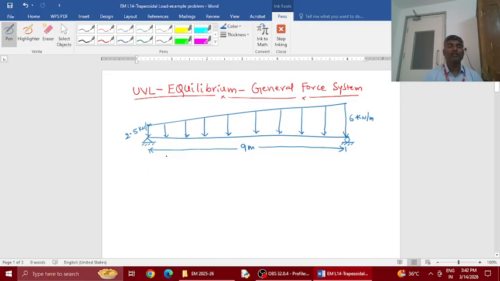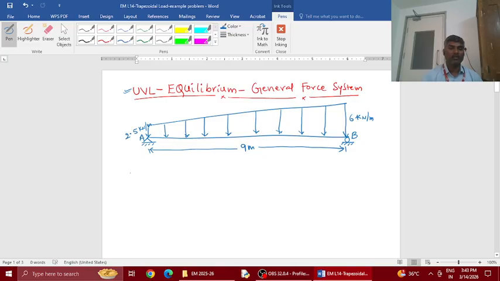This session we'll talk about uniformly varying load. Now you see member AB with a uniformly varying load. The load may also be called a trapezoidal load. What you see here is a trapezoidal load.